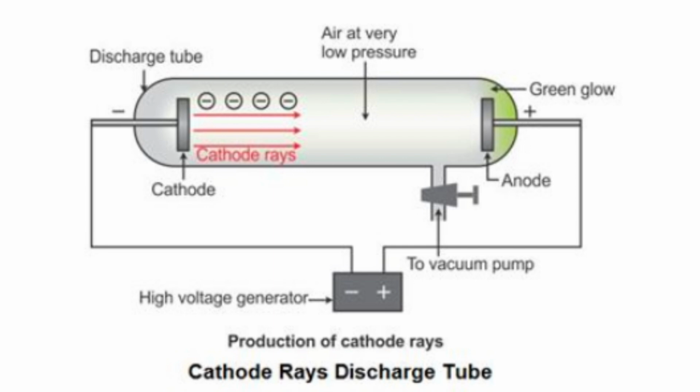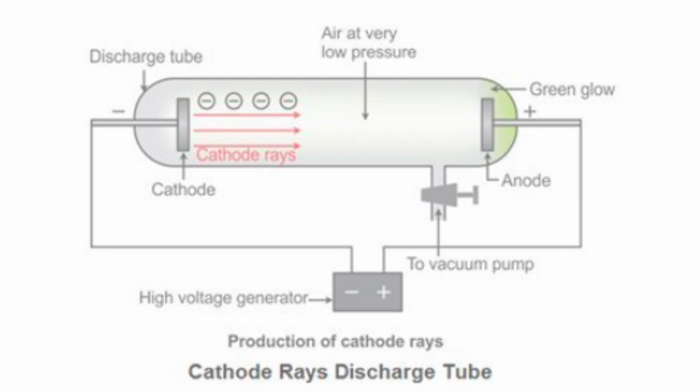When the voltage was applied, a beam of light known as cathode rays was emitted from the cathode and traveled towards the anode. Let's check the observations.